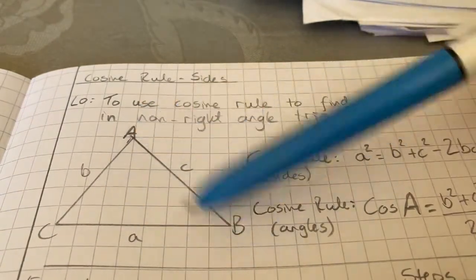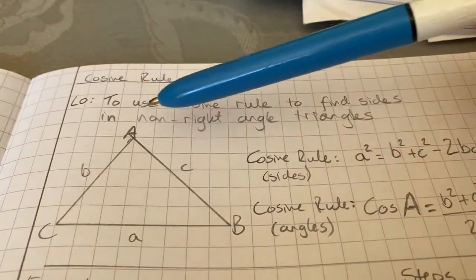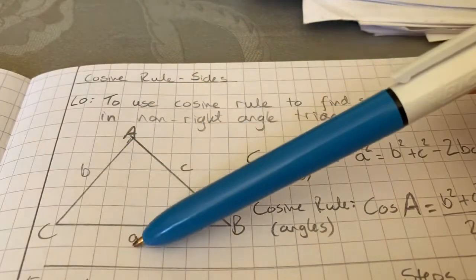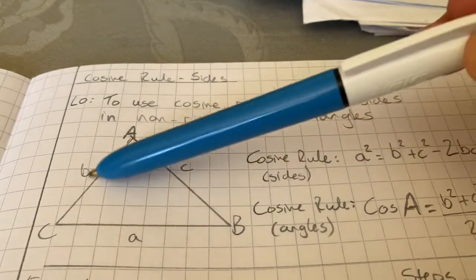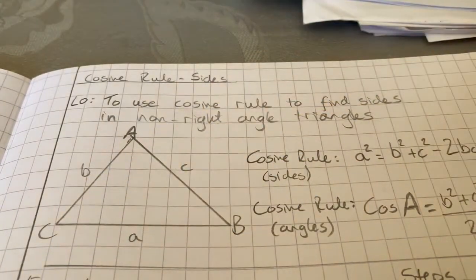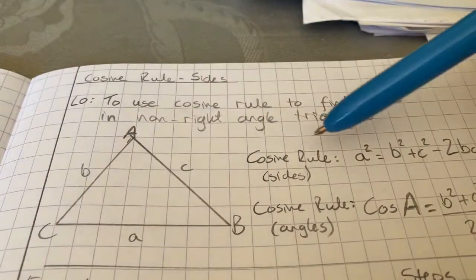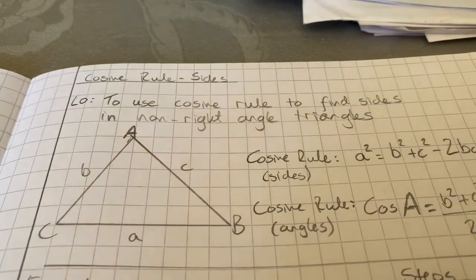It doesn't matter where your A, B, C and so on are, but it's vital that the capital is opposite the lowercase letter each time. And also make the unknown side you want to find lowercase a. This helps when using the formula, which we'll look at now.